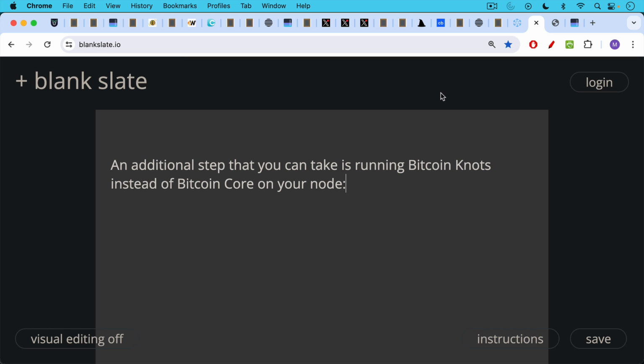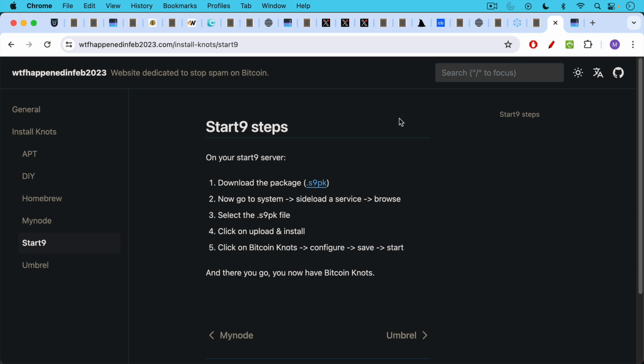An additional step that you can take, which I haven't pursued yet, but I'm looking forward to doing, is running Bitcoin Knots instead of Bitcoin Core on your node. This is an alternate implementation of the same basic consensus rules. And I'll link to this in the description notes below.